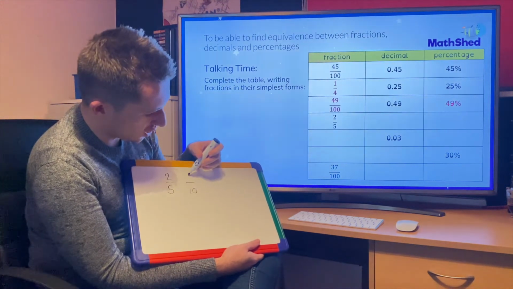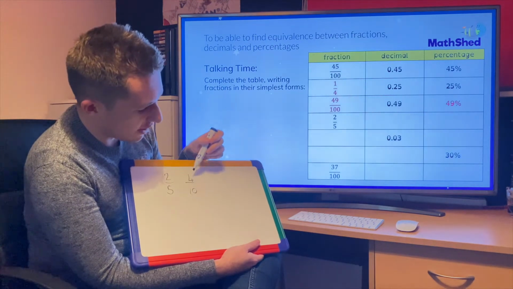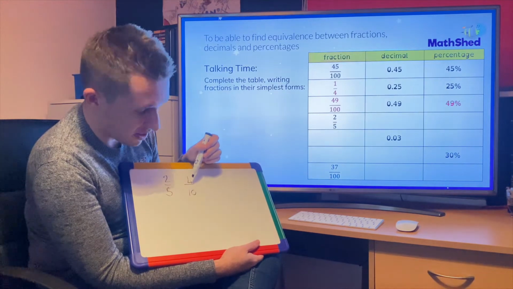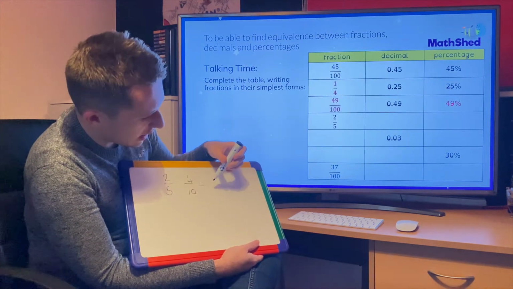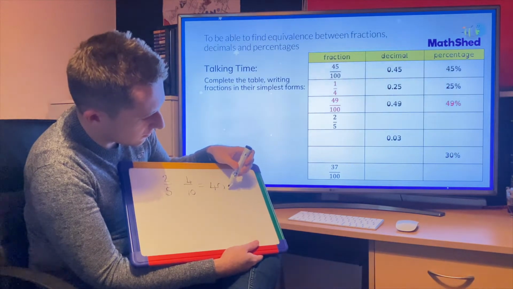So 2 would double to make 4. If I've got 4 out of 10 there, I know that that would have to be 40%.